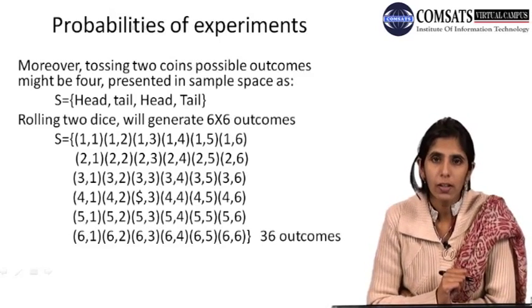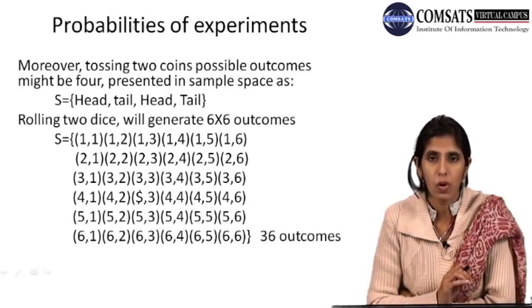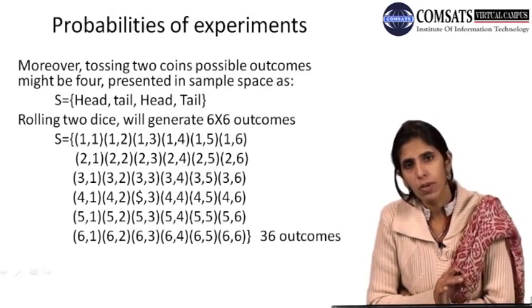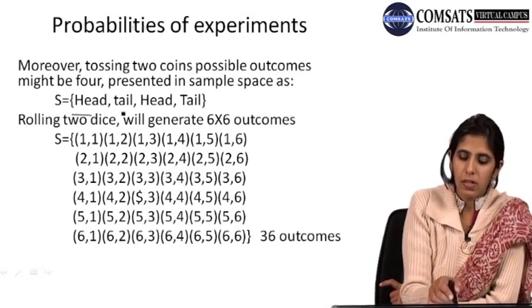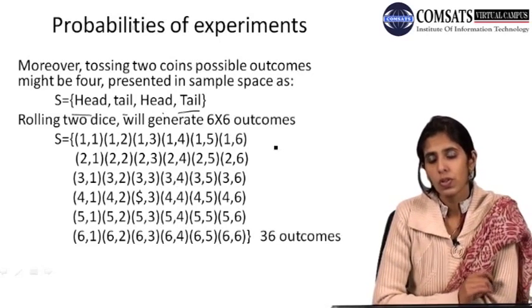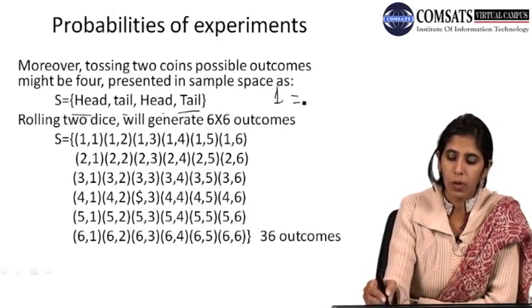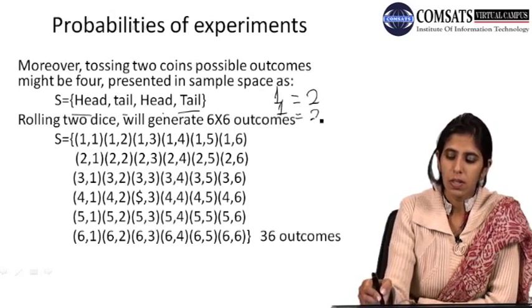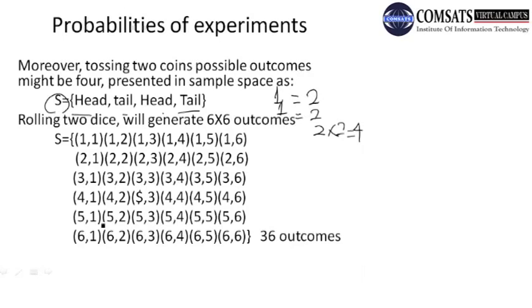While tossing one coin, there are two possibilities: either head will appear or tail will appear. But if we are tossing two coins, four outcomes will be there. With one coin you have two outcomes, and with another coin you have two outcomes. So 2 cross 2 gives you 4 outcomes, which is actually the sample space. This is as simple as that. Now just try it and you'll be amazed.